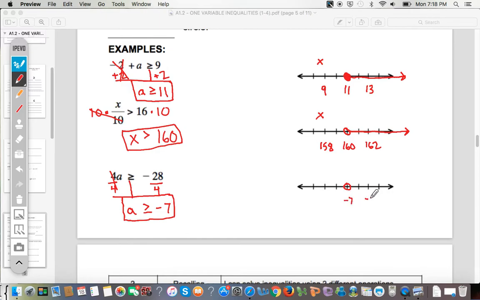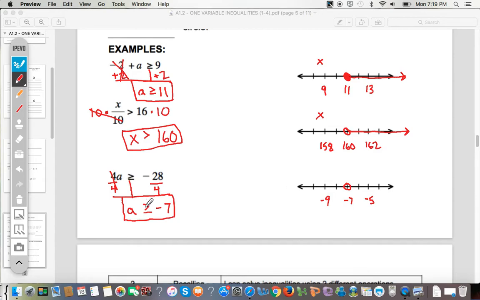Be careful with negative numbers because our values get lower as we go greater. And what I mean by that, negative 6 would be to the right side, negative 5 would be to the right side, negative 4 would be to the right side. Whereas negative 8 would be on this side, negative 9 would be on this side, negative 11, negative 100. Just be careful. That's all I'm trying to say.